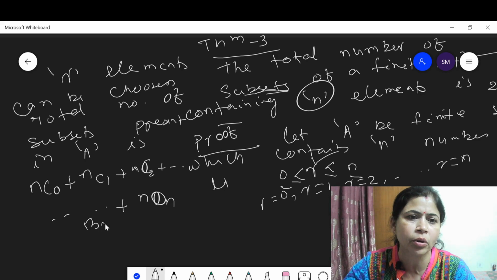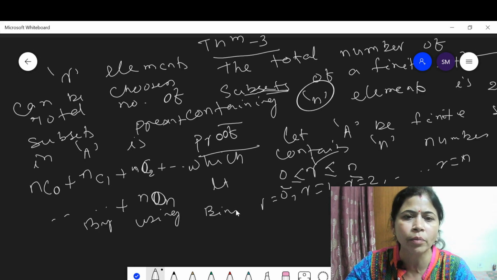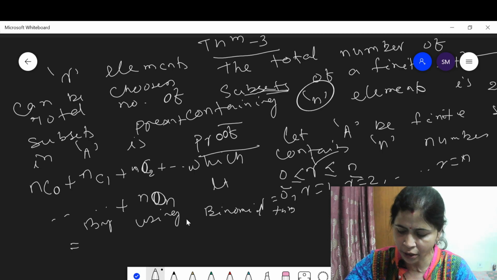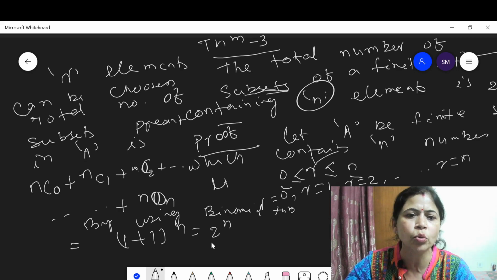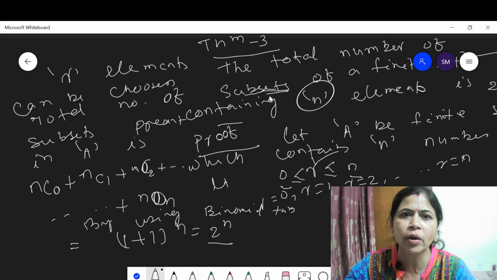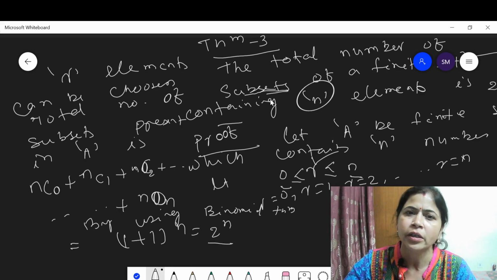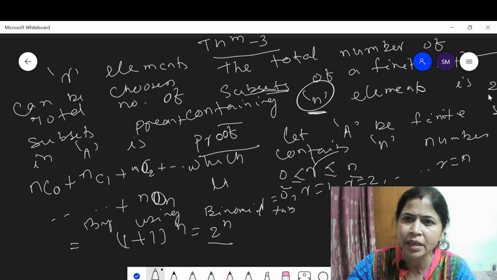By applying the binomial theorem, just recall what the binomial theorem is. Then by using the binomial theorem, this is equal to (1 plus 1) to the power n, which is equal to 2 to the power n. This is what we had to prove: a set which has a finite number n of elements has a power set of size 2 to the power n.